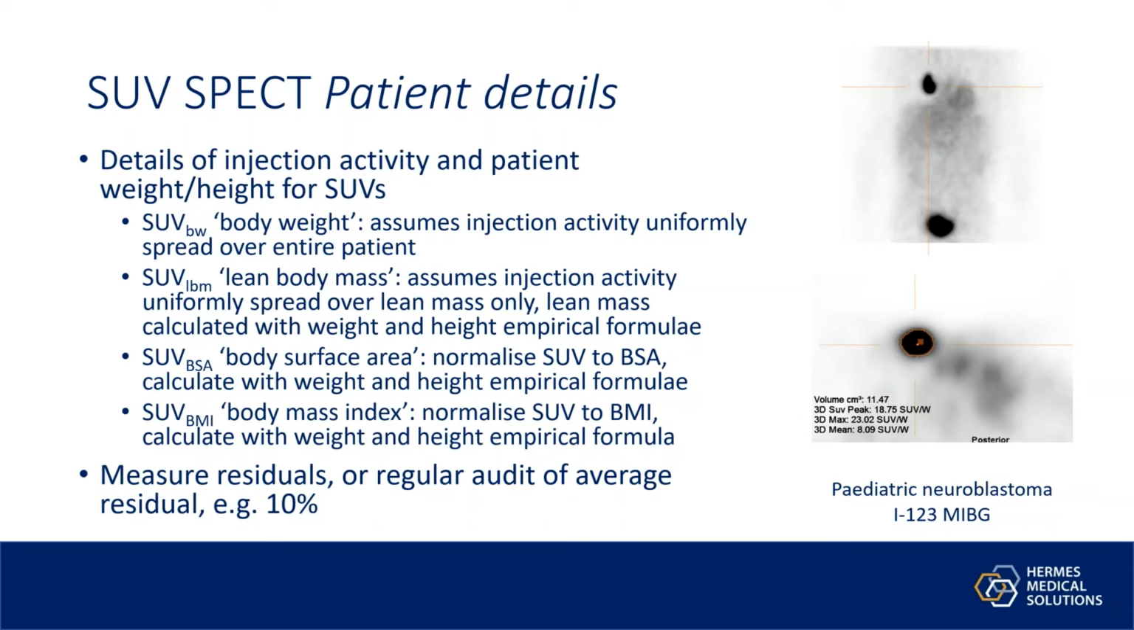To make sure that we have the injection activity correct, either it's necessary to measure the residual or to make a regular audit of your average residual. So perhaps you would, on average, say that you have 10% activity left in the syringe after injection, and then you can subtract that from what you injected, so that you have an accurate measurement of what was injected to make that ratio for the SUV calculation.